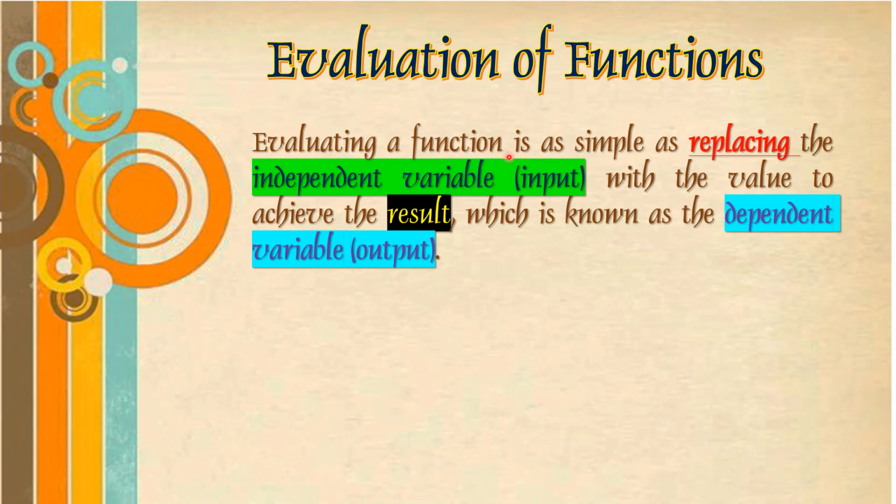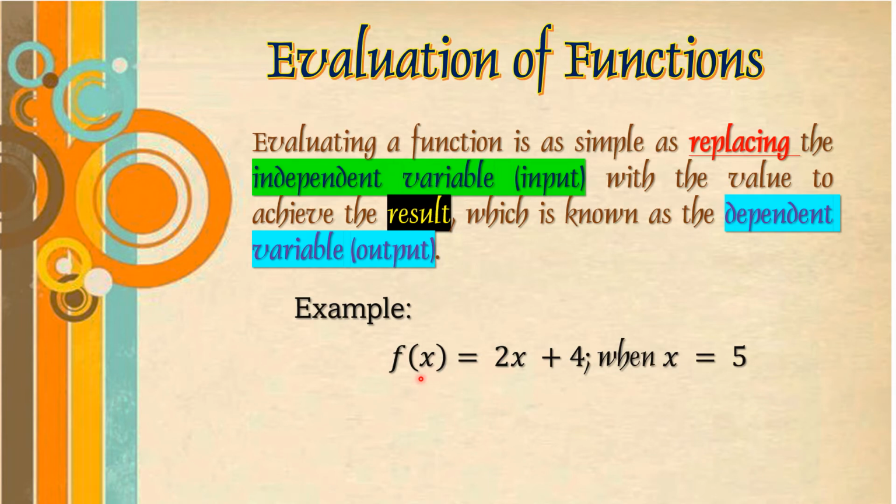Evaluating a function is as simple as replacing the independent variable, the input or variable x, with a value to achieve the result, which is the dependent variable, the output or variable y or f of x. To illustrate, I have here an example. So we have here the function f of x equals 2x plus 4. Then we are going to evaluate this when x equals 5. So all we need to do is to replace x with 5.